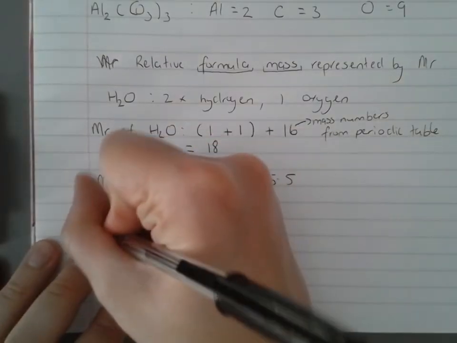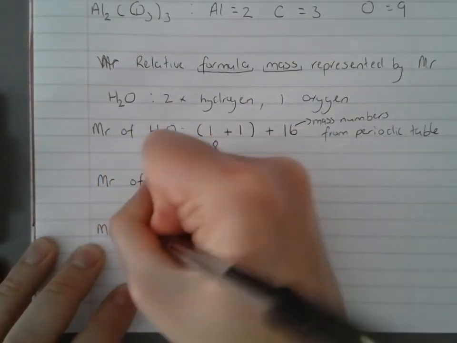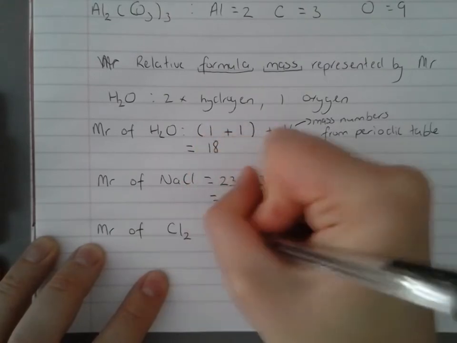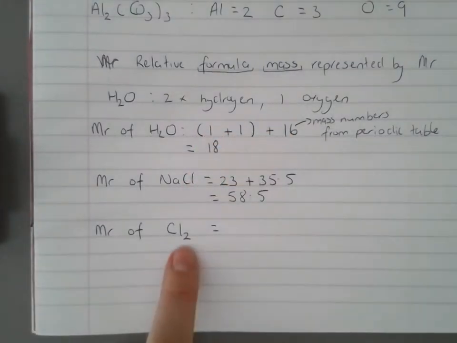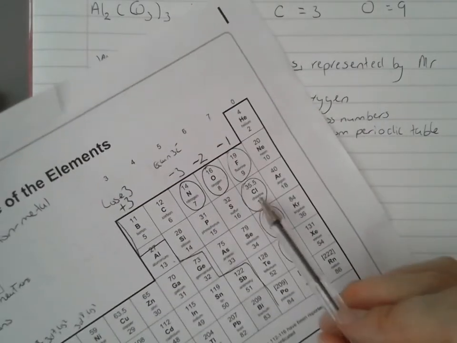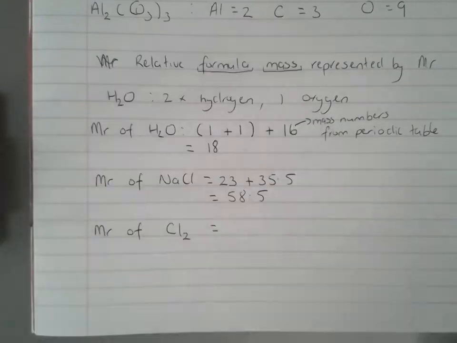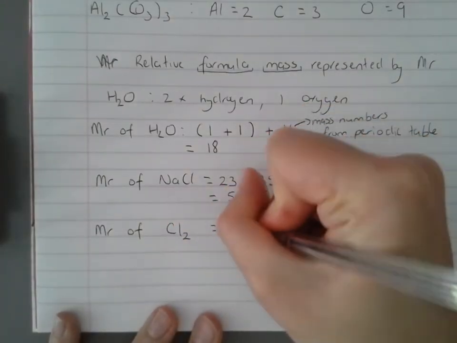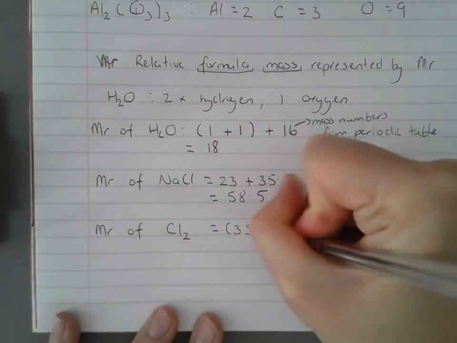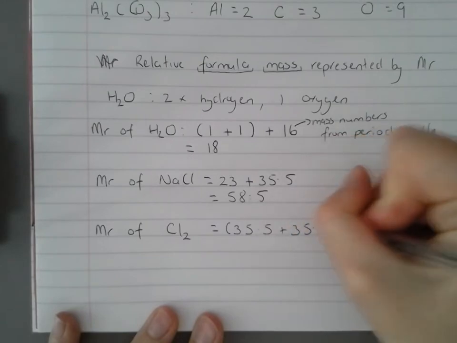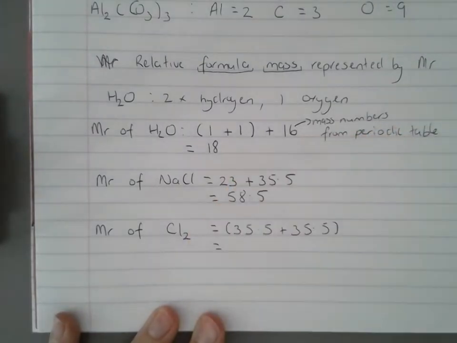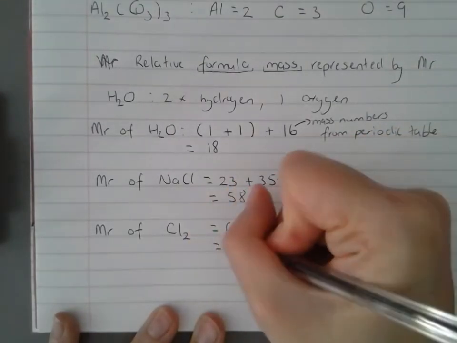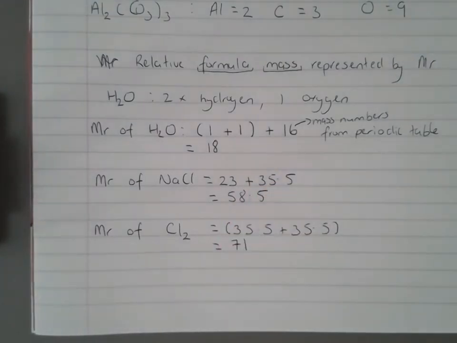If I do another one, the relative formula mass of Cl2. Cl is chlorine, and I have got 2 of them. So again, I go to my periodic table. I see the big number next to chlorine is 35.5. I've got 2 of them, so it's 35.5 plus 35.5. Add them both together and you get 71.